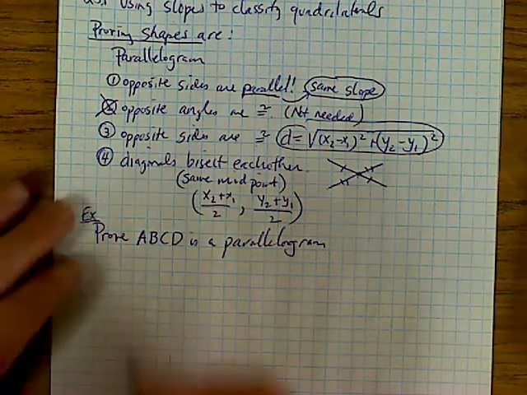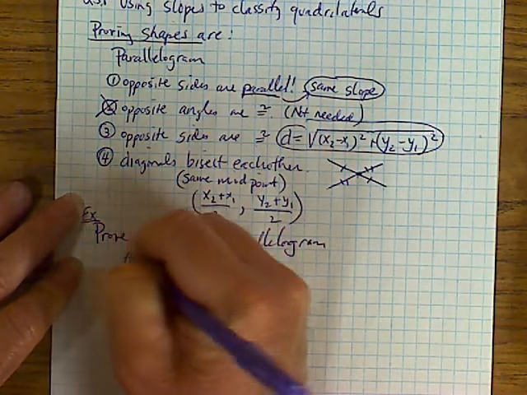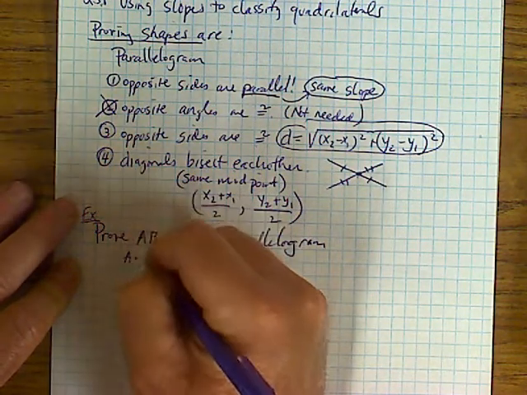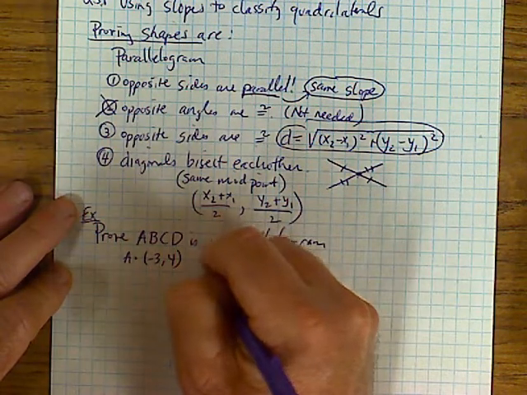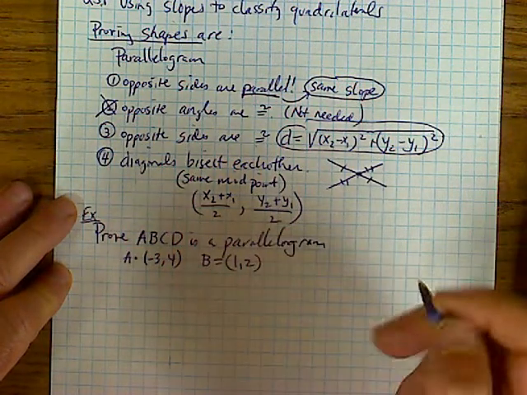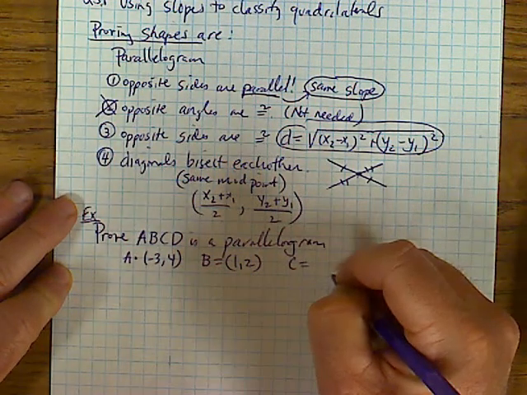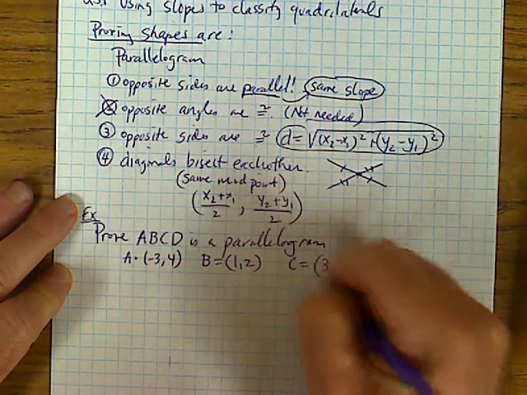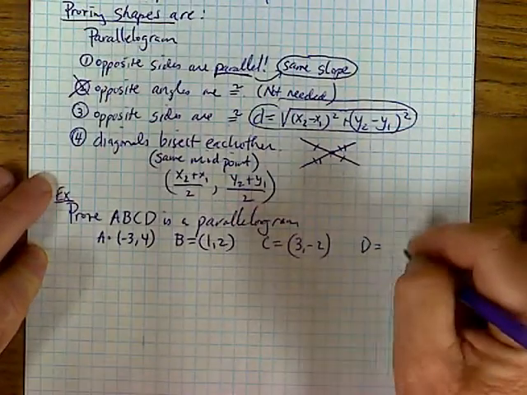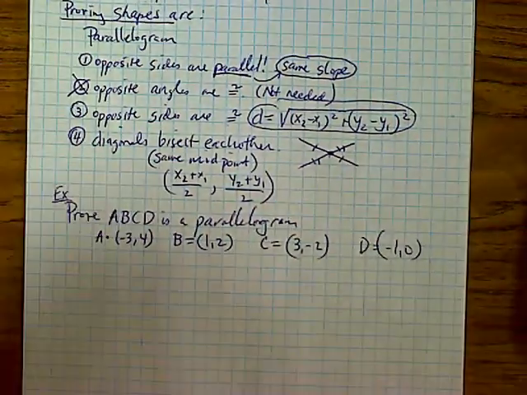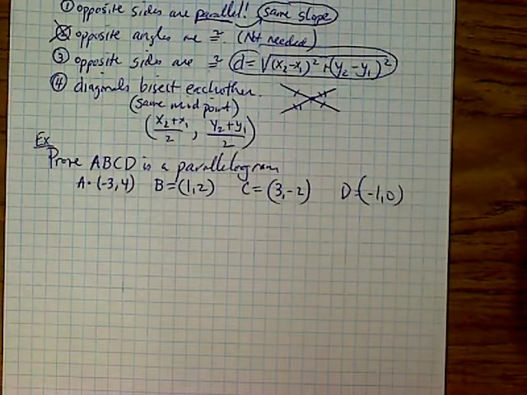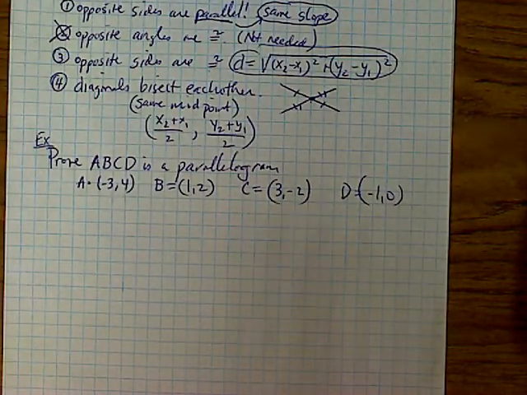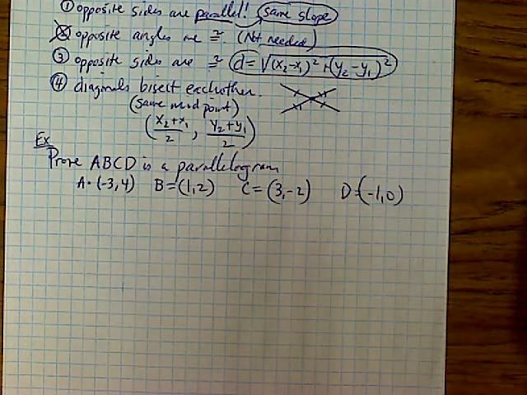Let me give you points first. The points are: point A is (-3, 4). Point B is (1, 2). Point C is (3, -2). And D is (-1, 0). Okay, so get those points copied down: (-3, 4), (1, 2), (3, -2), and (-1, 0).